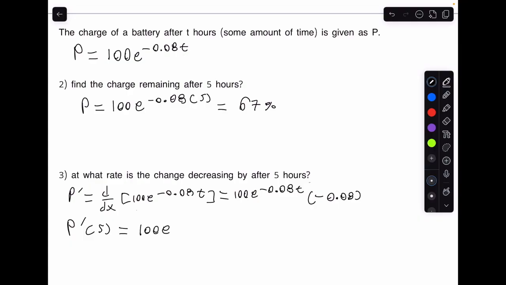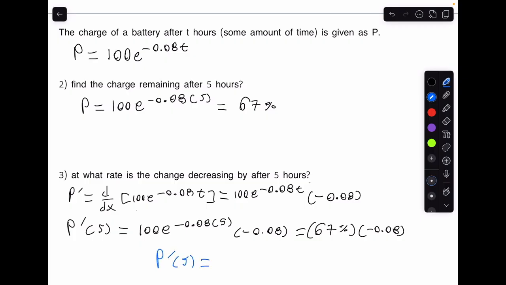We get 100 e to the negative 0.08, replacing t with 5, and we have times negative 0.08. So from the last question, we already found out that this term right here is equal to 67%. So we get 67% times negative 0.08. So our final answer for P prime at 5 hours is equal to negative 5.36. Now, what does that mean? That's negative 5.36% per hour.